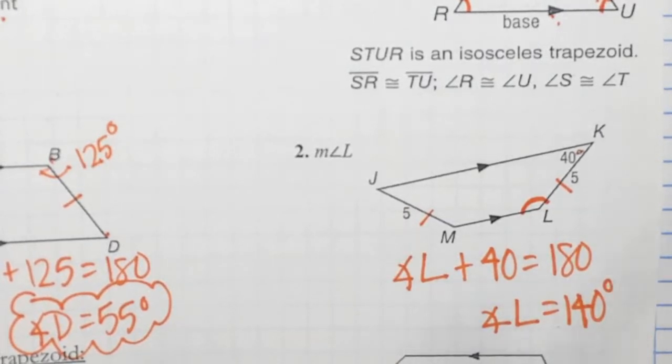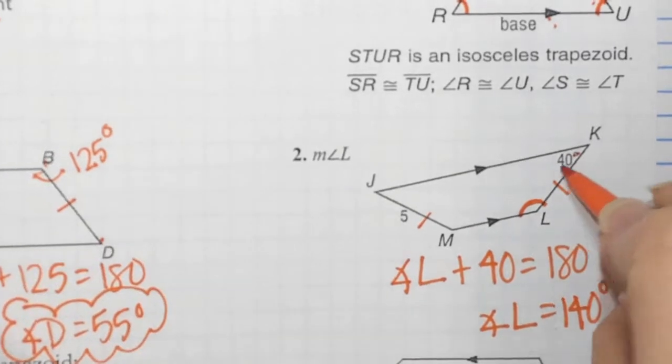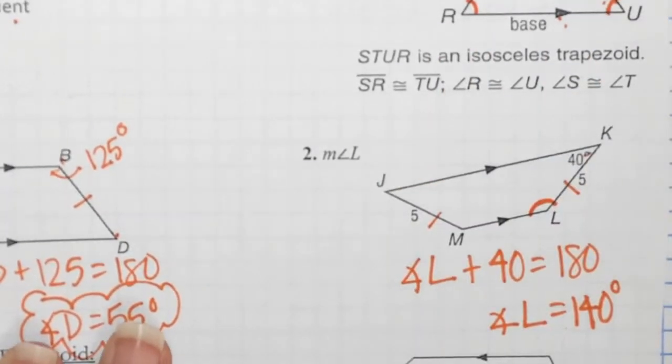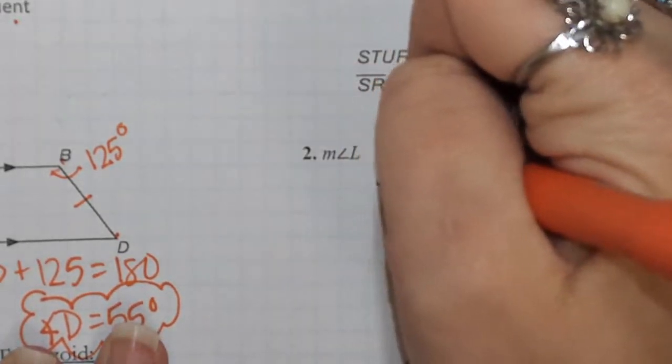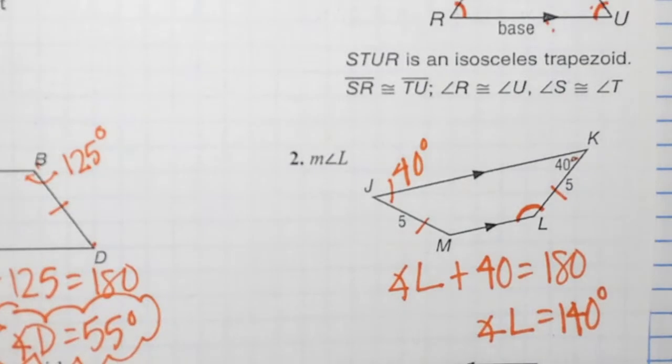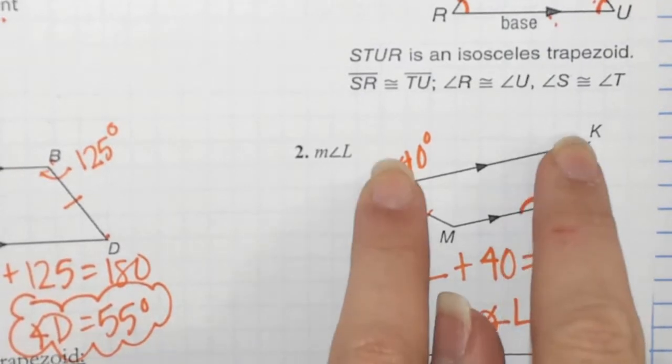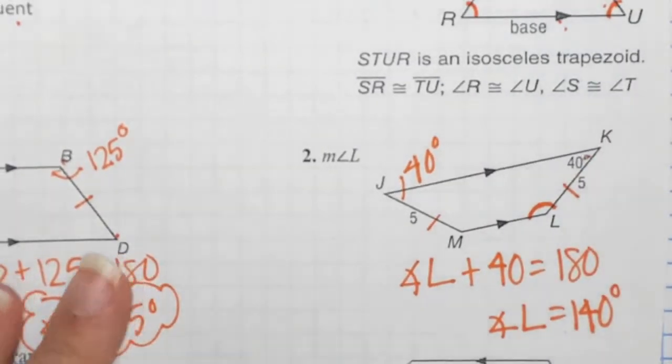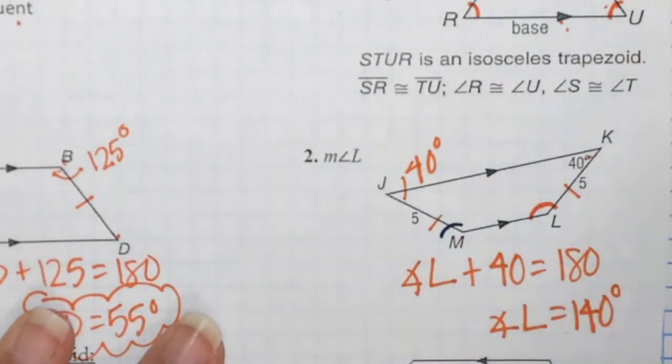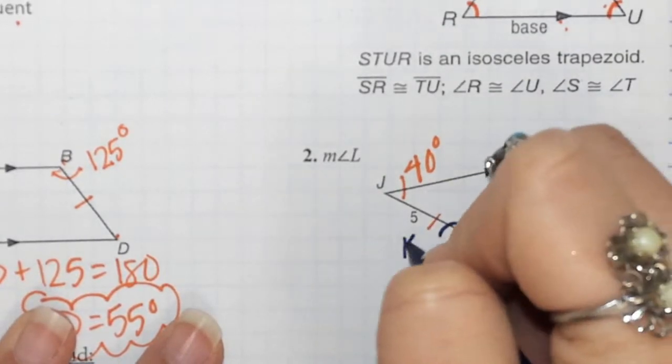So what kind of trapezoid is this? Yep. And that's how you could also tell me what the measure of angle J is. So what would the measure of angle J be? It would be 40. Now, why would this be 40 degrees? Because base angles are congruent. So if the legs are congruent, base angles are congruent. So what would the measure of angle M be? 140.